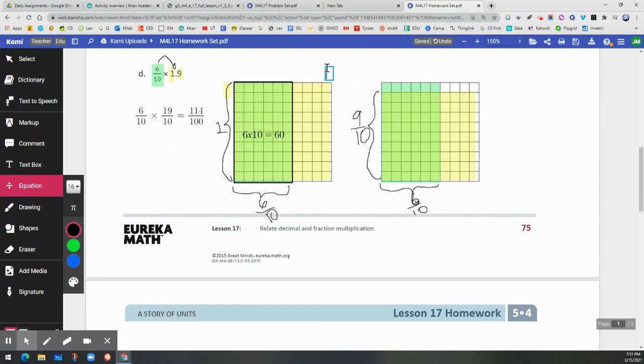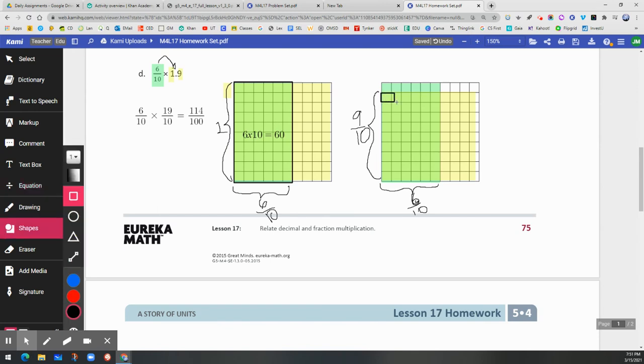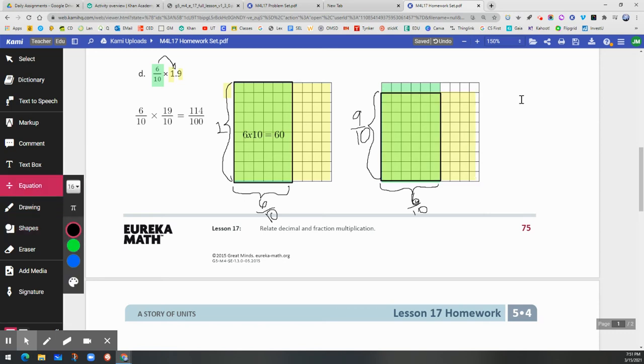And now I'm going to count the other ones. I'm going to use the box again and count again. This is going to be 1, 2, 3, 4, 5, 6. Okay, that's 6. 6 times 9, because remember that's 9/10. 6 times 9 equals 54. That's the value of this area where the numbers overlapped.